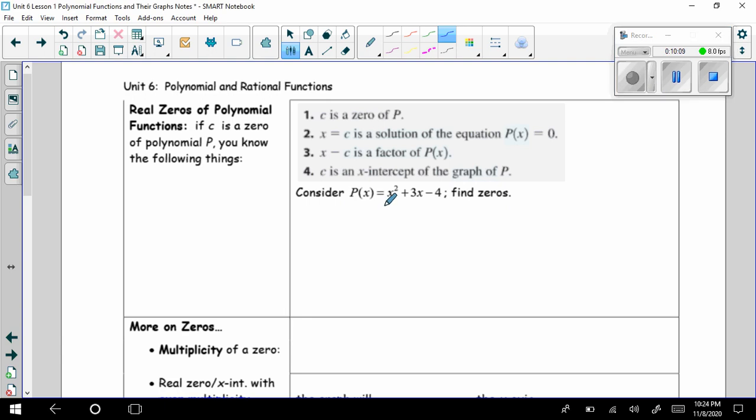And so with this one, we just factor, and we get x plus 4 and x minus 1. So those are the factors of our function, which means that x is equal to negative 4 and x is equal to 1. So negative 4 and 1 are the zeros, which also means they are the x-intercepts.